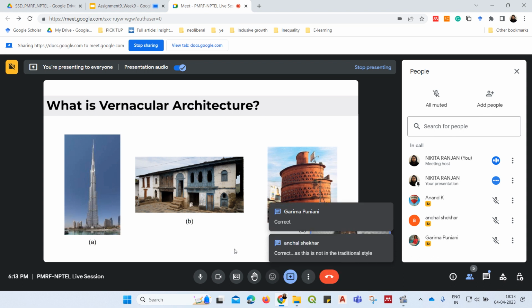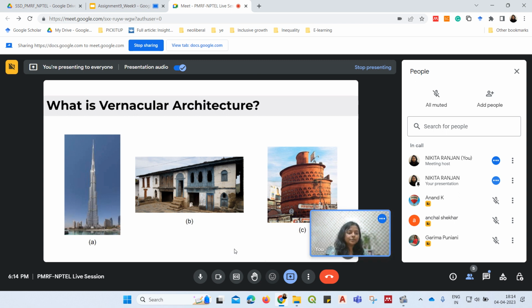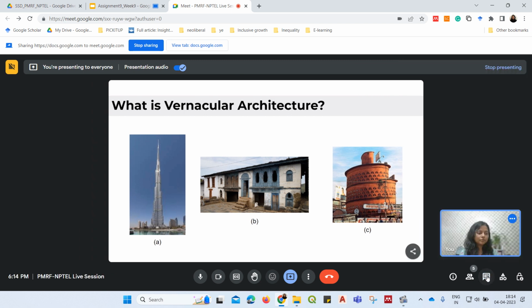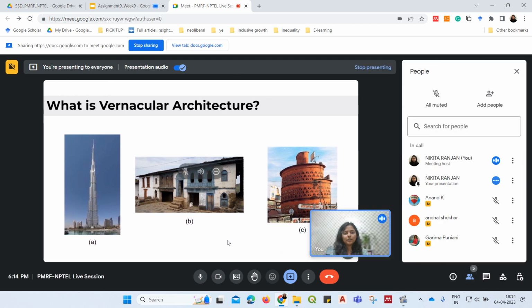Garima is saying correct. Achal is also saying correct. Does anyone else have any other input? Anand? Okay, Anand is not responding, so I'll just move further.